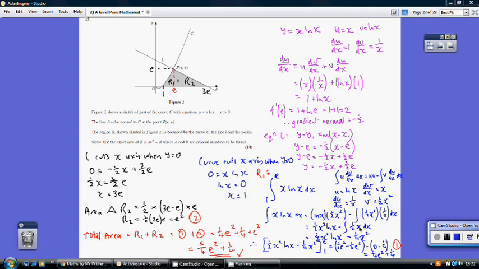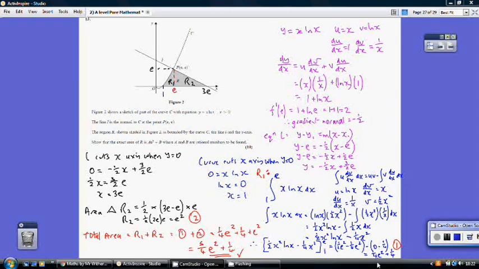So integrating a half x, I get a quarter x squared. So this is what I need to substitute my limits of e and 1 into. So substituting e into this, I get half e squared minus a quarter e squared, and I subtract from that when I substitute 1 into this, which is when I get 0 and minus a quarter.